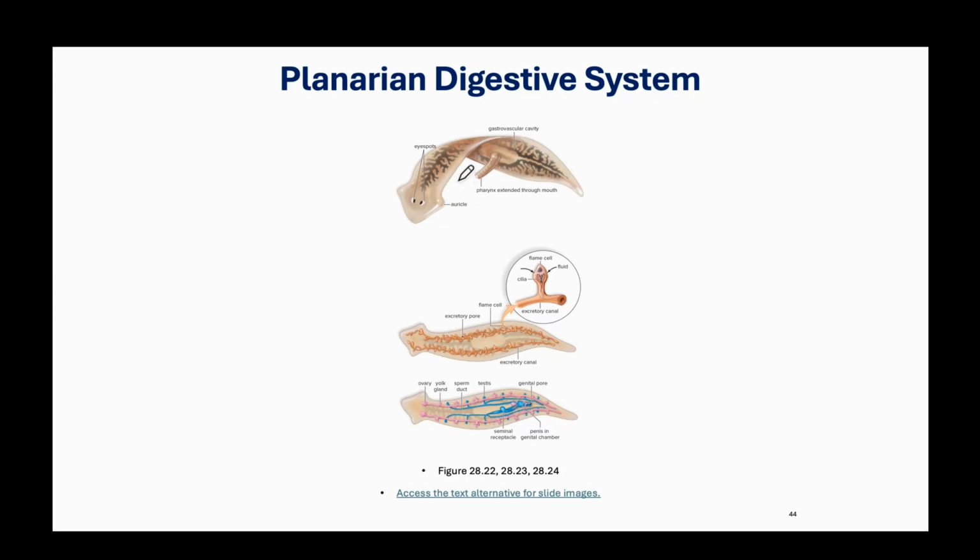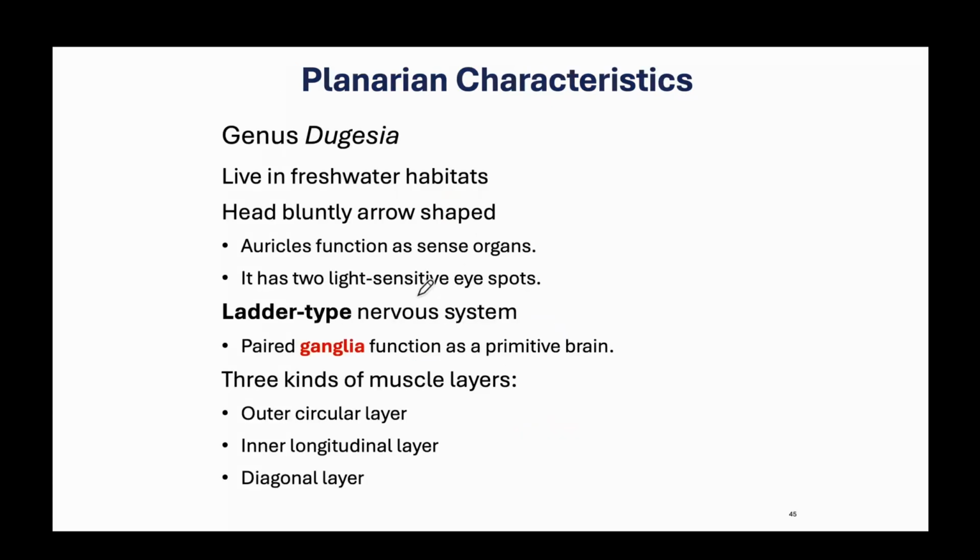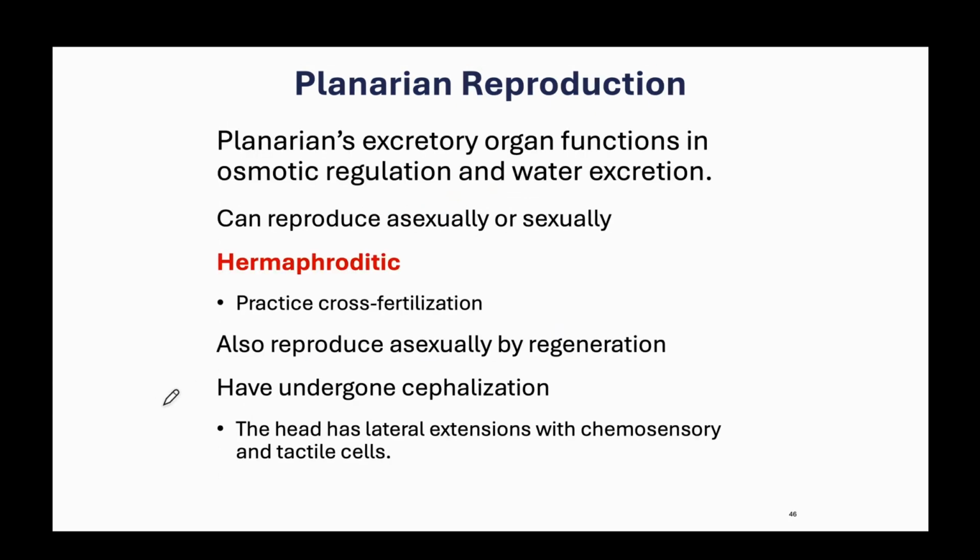Now, planarians live mainly in fresh water. The head is blunt and arrow shaped. They have 3 types of muscle layers. Planarians can reproduce either asexually or sexually. They're hermaphroditic, so they can practice cross-fertilization. They can also reproduce asexually by regeneration.